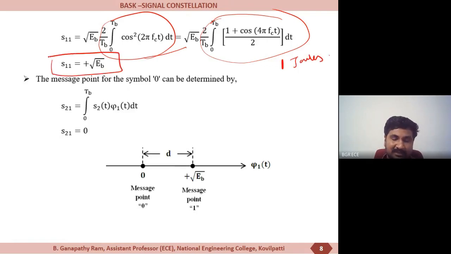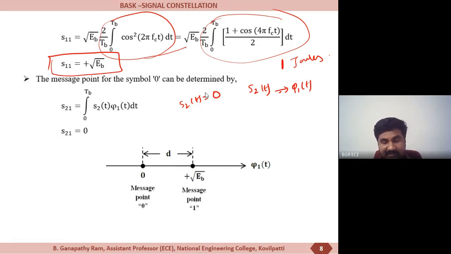So S11 will have the value plus root EB. Similarly, the message point for the corresponding binary data 0 is determined by correlating the symbol S2 of t with phi1 of t, which is determined by S21. So S21 is represented by the integral over TB of S2 of t phi1 of t dt, and S2 of t is 0 and S21 is 0.